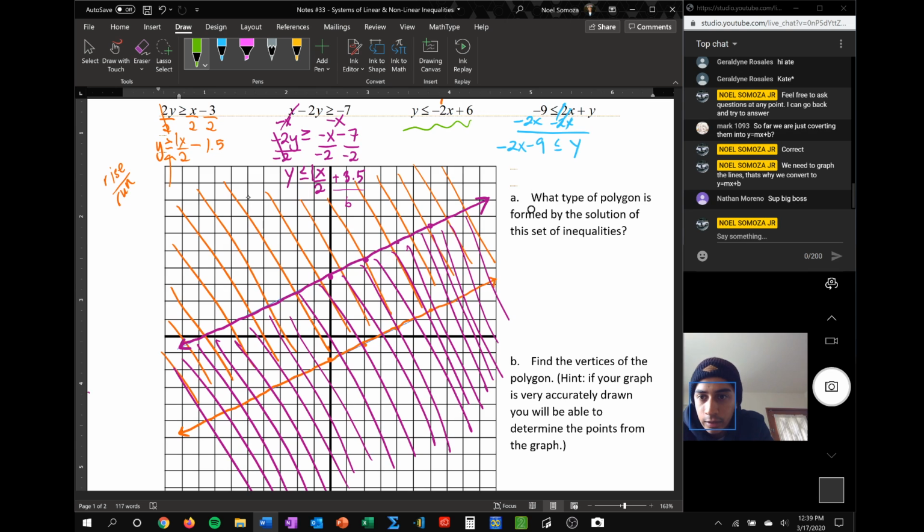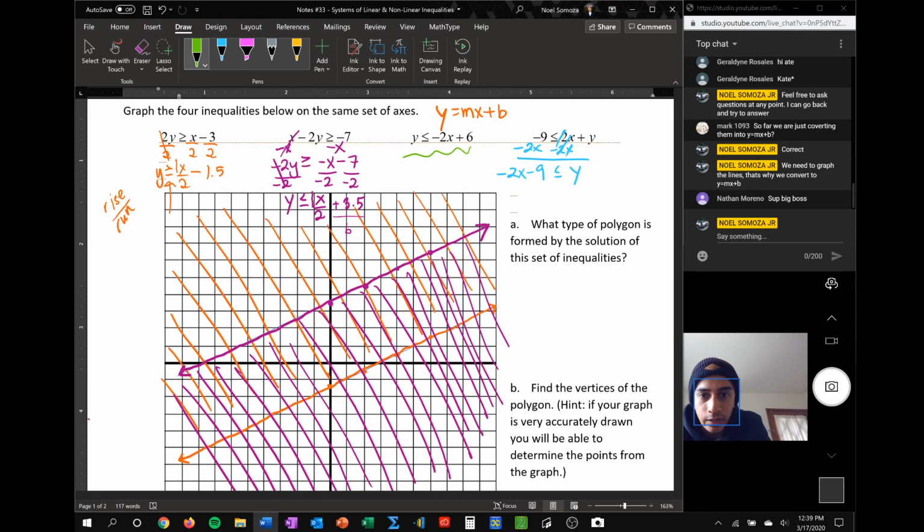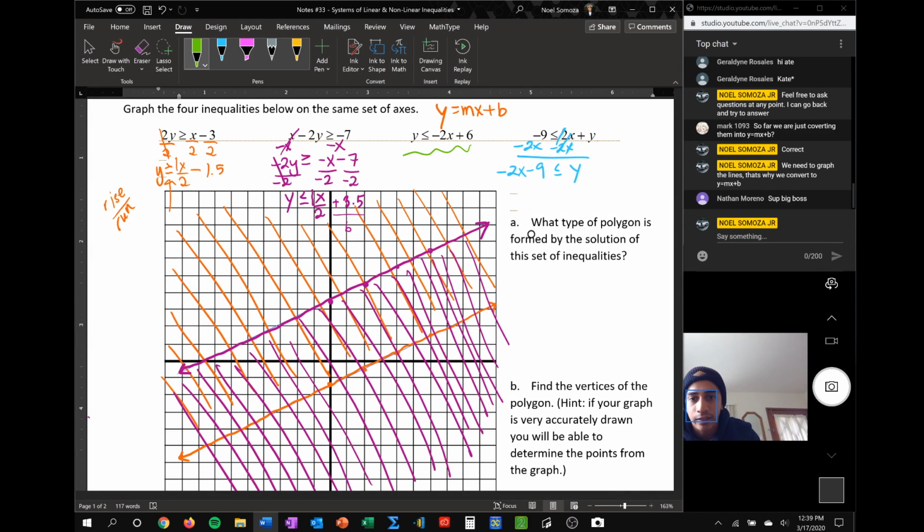Now we're going to include 2 more lines, and eventually the goal is to find out what is that section that has all of the colors, right? What is the feasible region? That's what we call it. It's a region where every graph has an overlap, where they all overlap. So starting here, we have a point that starts at 6. So this was 3, that's 3.5, so that's 4, 5, 6. So I have a point here.